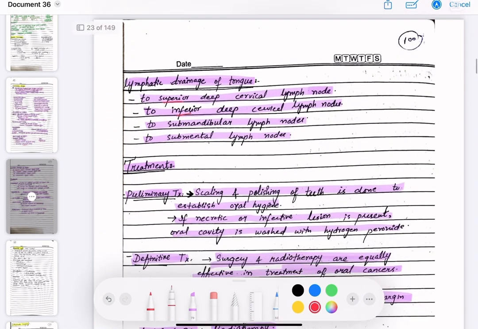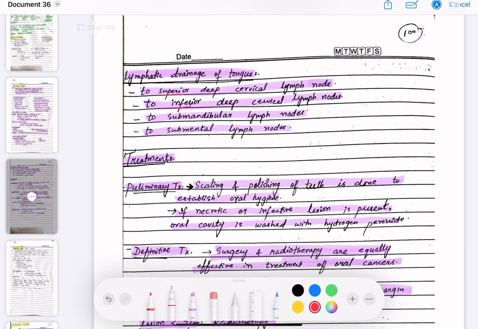There are three types of drainage present: cervical lymph nodes, submental lymph nodes, and submandibular lymph nodes. The cervical are then deep and superficial. Superior deep and inferior deep cervical lymph nodes are the lymphatic drainage of the tongue, and submandibular lymph nodes and submental lymph nodes are also present.